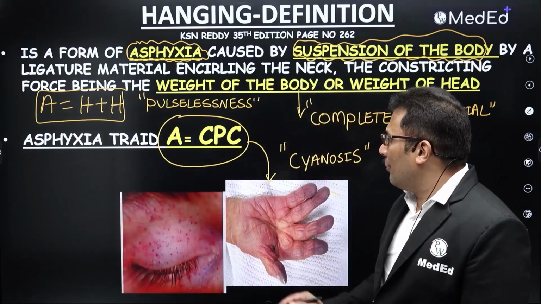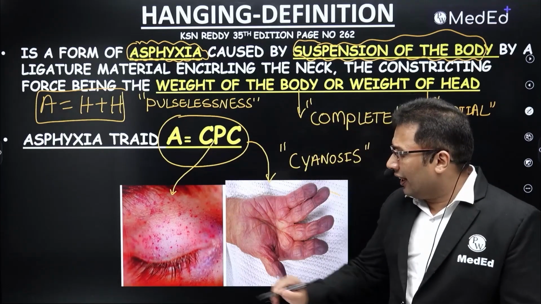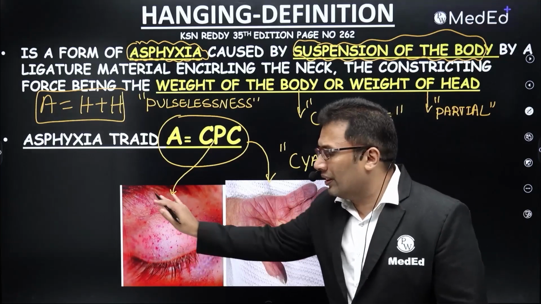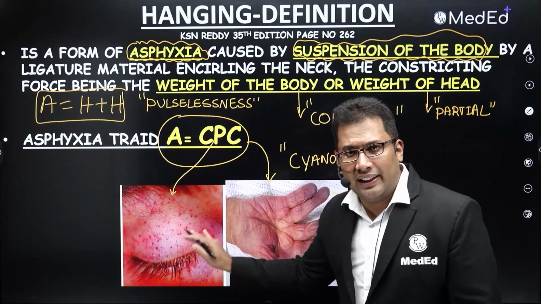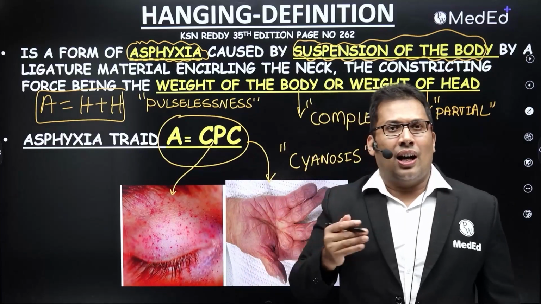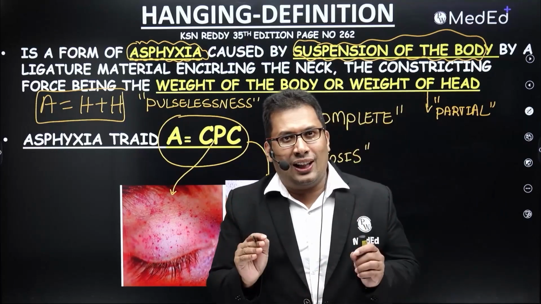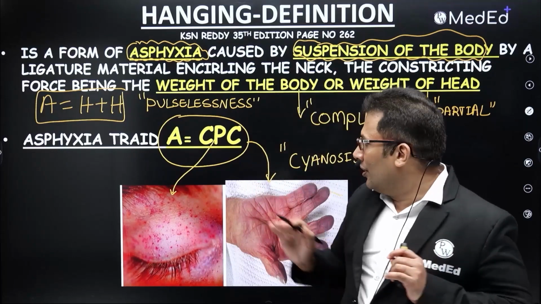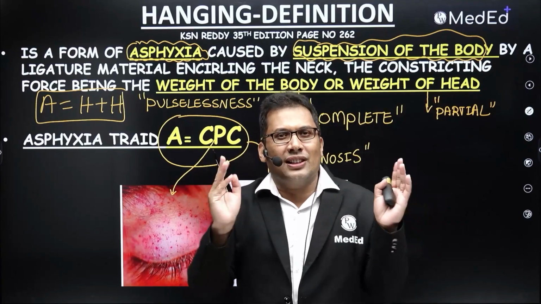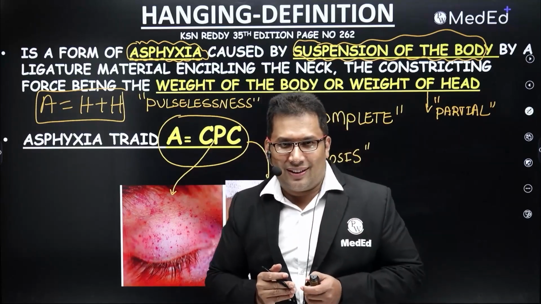P for petechial hemorrhages. What you can see in this picture of a case of hanging are pinpoint hemorrhages over the conjunctiva or eyelids, over the heart, lungs, pleura, or meninges. They are known as petechial hemorrhages, also known as Tardieu spots. So P for petechial hemorrhages, which occur because of venous obstruction. Whenever there is venous obstruction, there will be petechial hemorrhages.